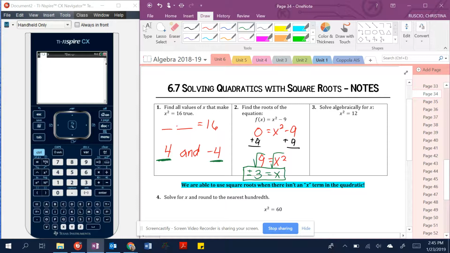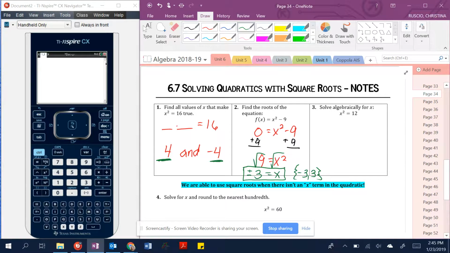Sometimes we write it in this nice, pretty package. Sometimes we write it as x equals 3 and x equals negative 3. Sometimes we even do something funky and put it in set notation, which I think you saw in the previous videos, which looks something like that. They all mean the same thing.